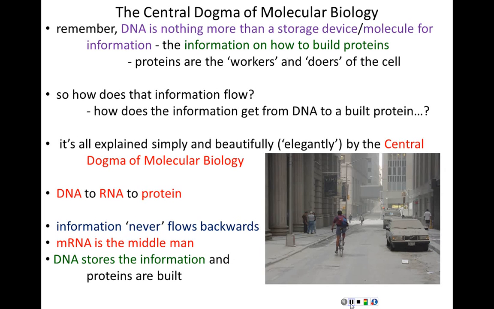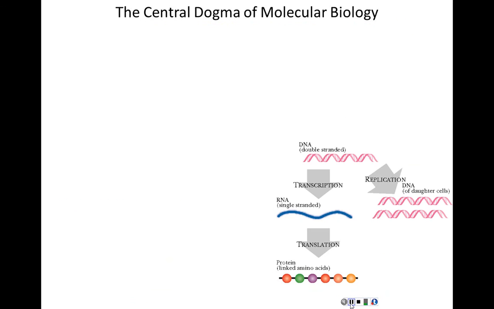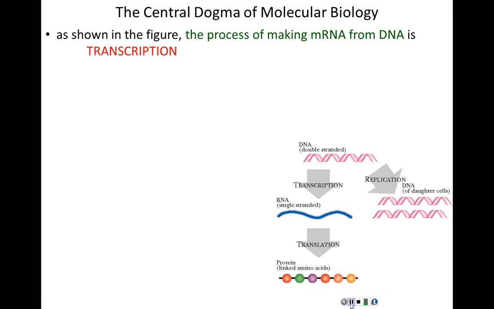And in fact, we call the RNA of the information flow of genes mRNA, and that M does stand for messenger, just as these Wall Street bikers are messengers. So mRNA is the messenger molecule passing the information from DNA where it is stored to the protein building apparatus so that the protein can be built.